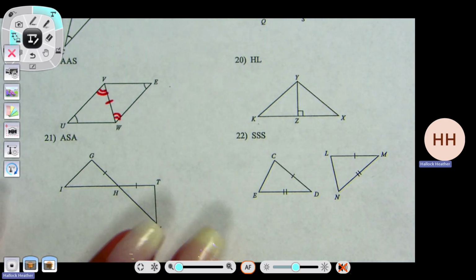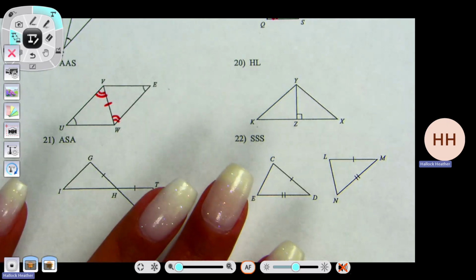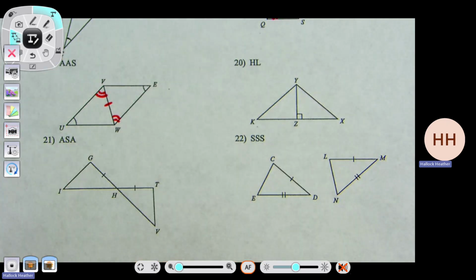Okay, when you are done, you are turning this into the bin. So take a minute, put your name on your paper, finish your 1 through 22 problems, and turn this into the bin.